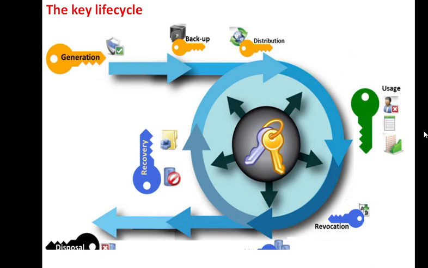The key life cycle. First we have to generate our key, then after generating we have to take a backup, then we have to distribute our keys to particular persons, then after distributing they are using our keys to authenticate the process and revocation, and lastly we have to dispose of our key. This is an example of the key life cycle.